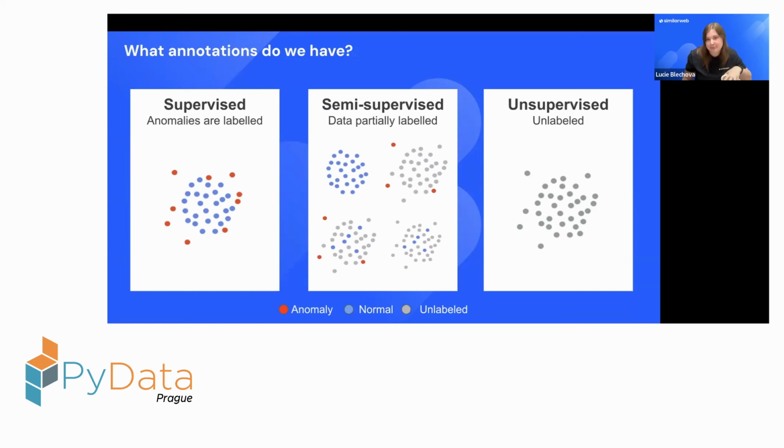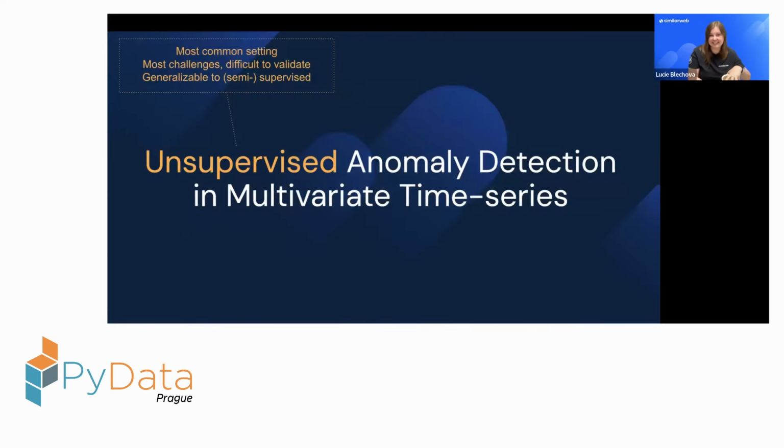But the most common case probably is the unsupervised setting, where you have no annotations whatsoever, and you just have to use the data to figure out which of the points are the anomalies and which are not. It's, of course, the most challenging setting. Also, it generalizes to the other two. So if you can use something in the unsupervised case, you can probably also use it in the other two cases. So it brings the most challenges. That's what we're going to focus on, because why not, right?